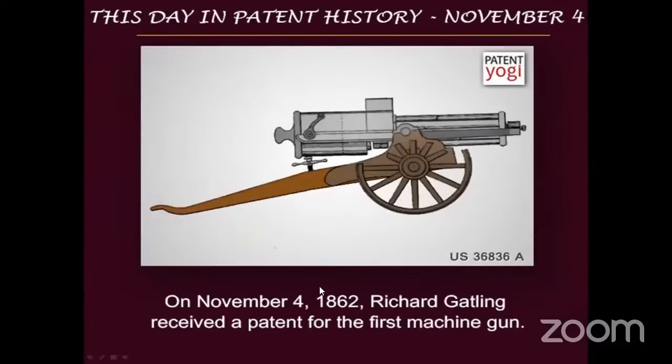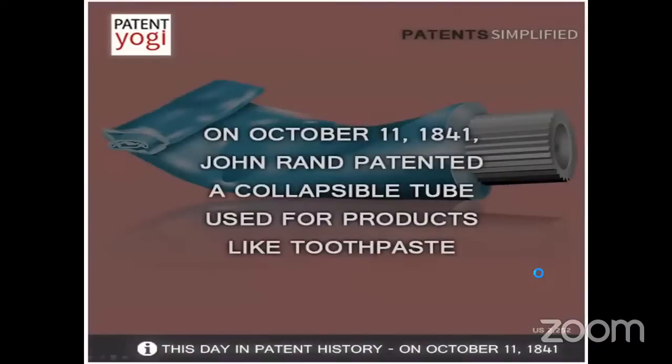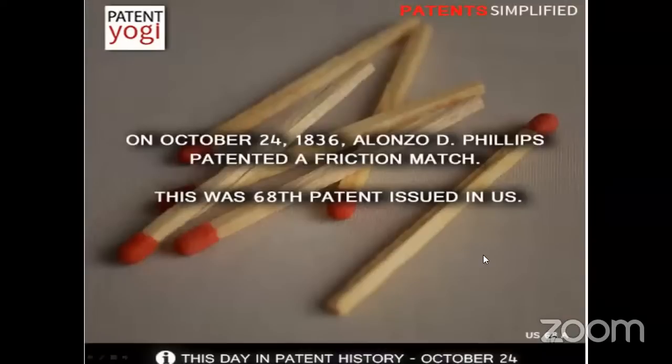Machine gun was a patented invention of 1862. And here is the patent number. And then collapsible tube was a patented invention of 1841. And here is the patent number. And friction match is an invention of 1836. A patented invention of 1836. And here is the patent number.